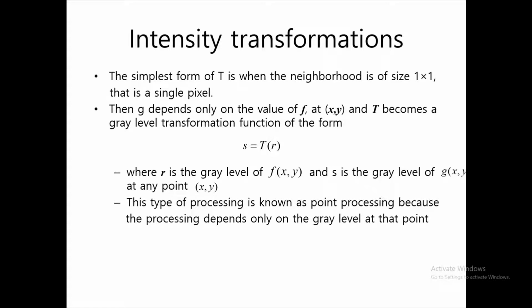We can say that r is the gray level value of the input or original image f(x,y), and s is the gray level of g(x,y), which is the transformed or output image at the point (x,y). This type of processing is known as point processing, because the processing depends only on the gray level at that point.